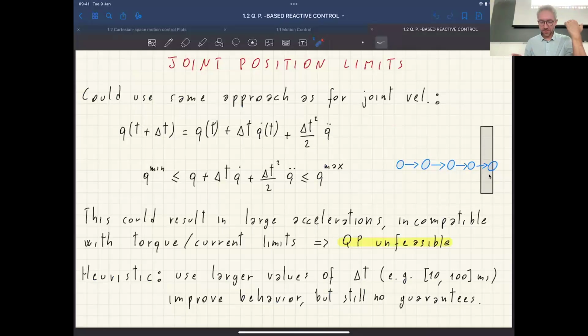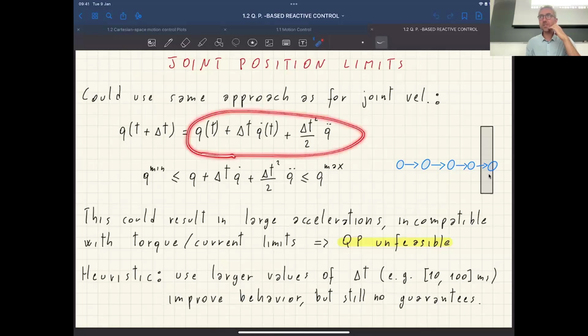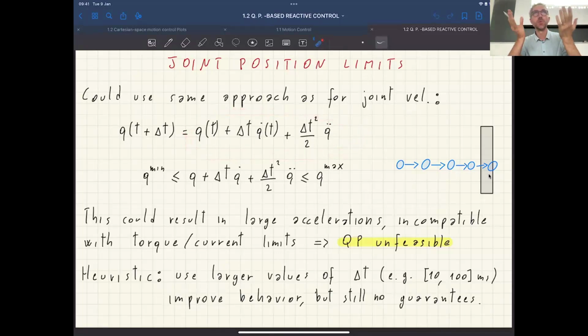So joint position limits, you can try to account for them using this expression here, but we saw it's not going to work well in general. And you might need to tune this value here for the prediction of the future joint position to make it work for your specific case.